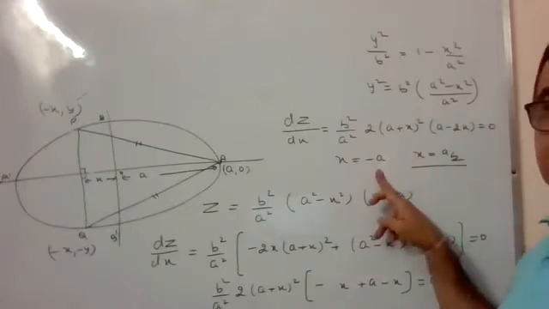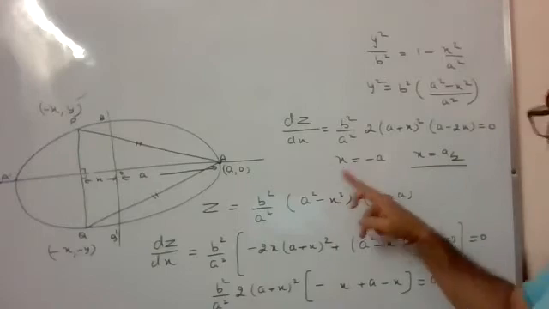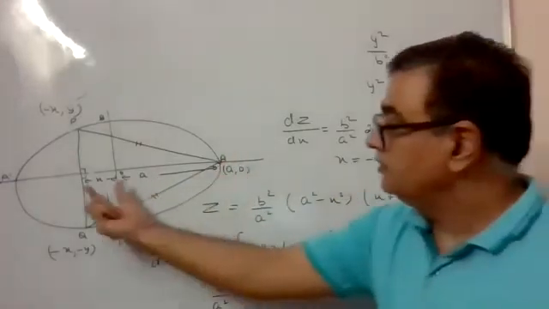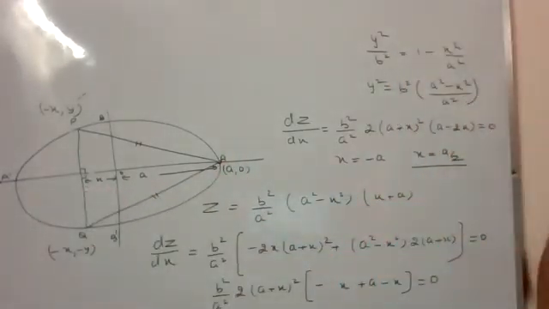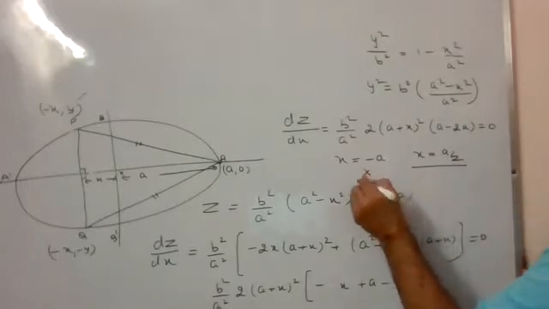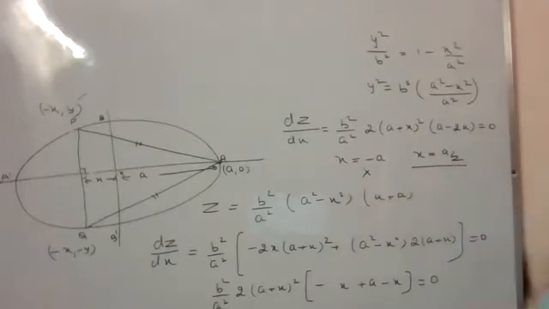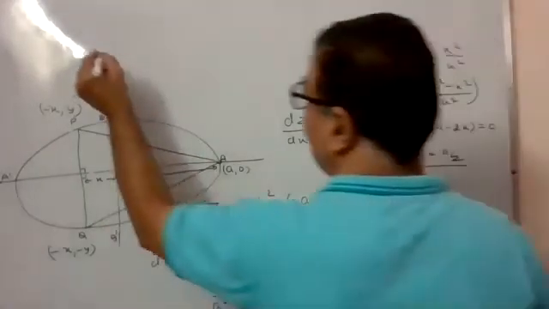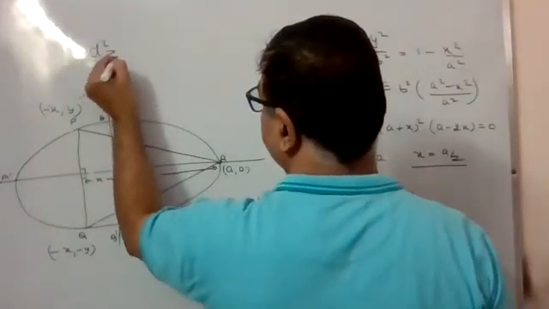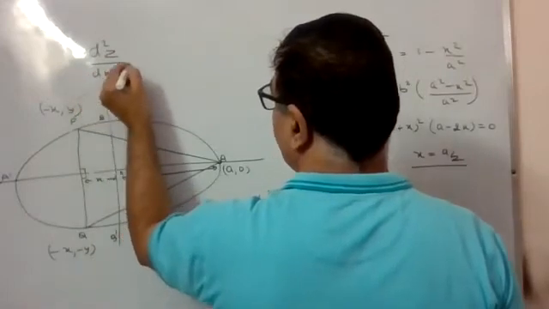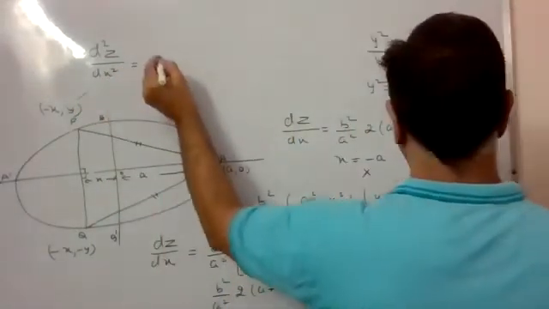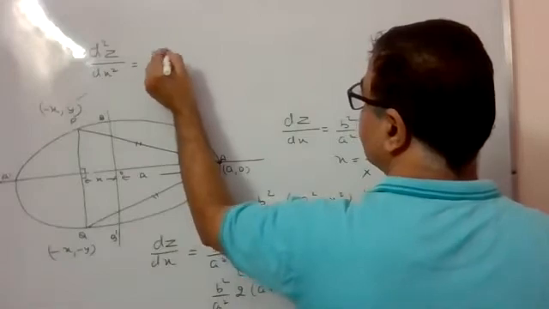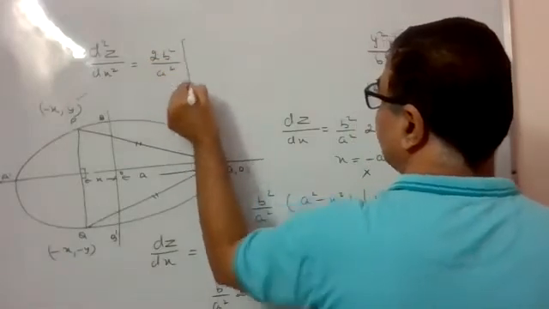X cannot be minus a because this is the distance, the length of the part, so you can't have this as negative, so it will be rejected. This is coming the value, x is equal to a by 2. And now we go for second derivative and check whether it is maximum or not. So d2z by dx square is coming twice b square by a square is here.